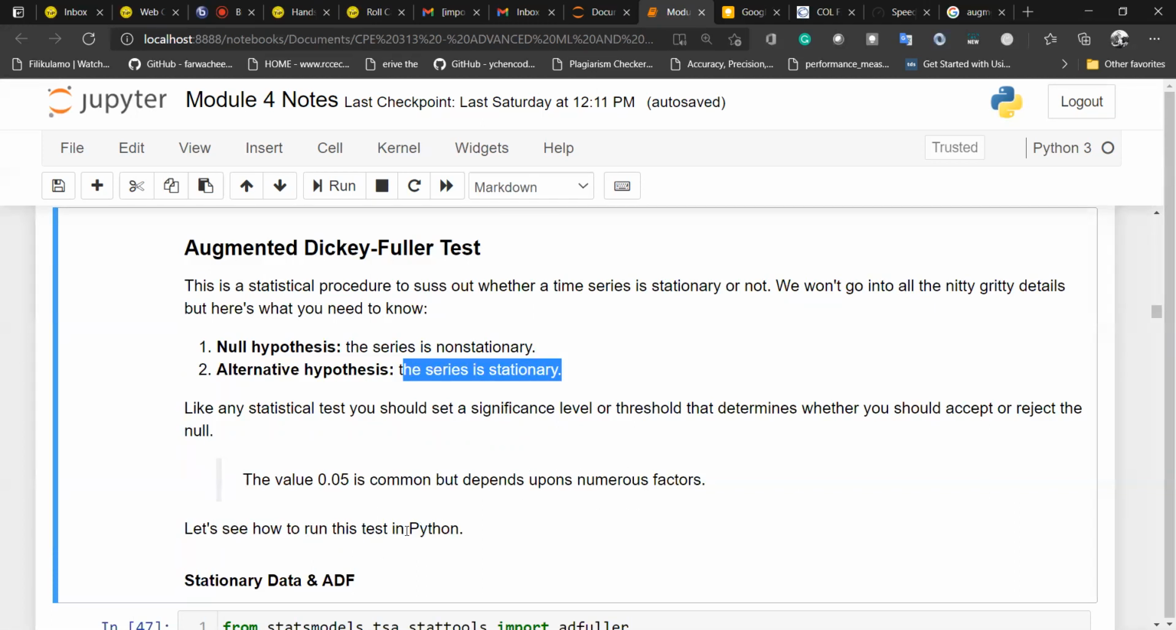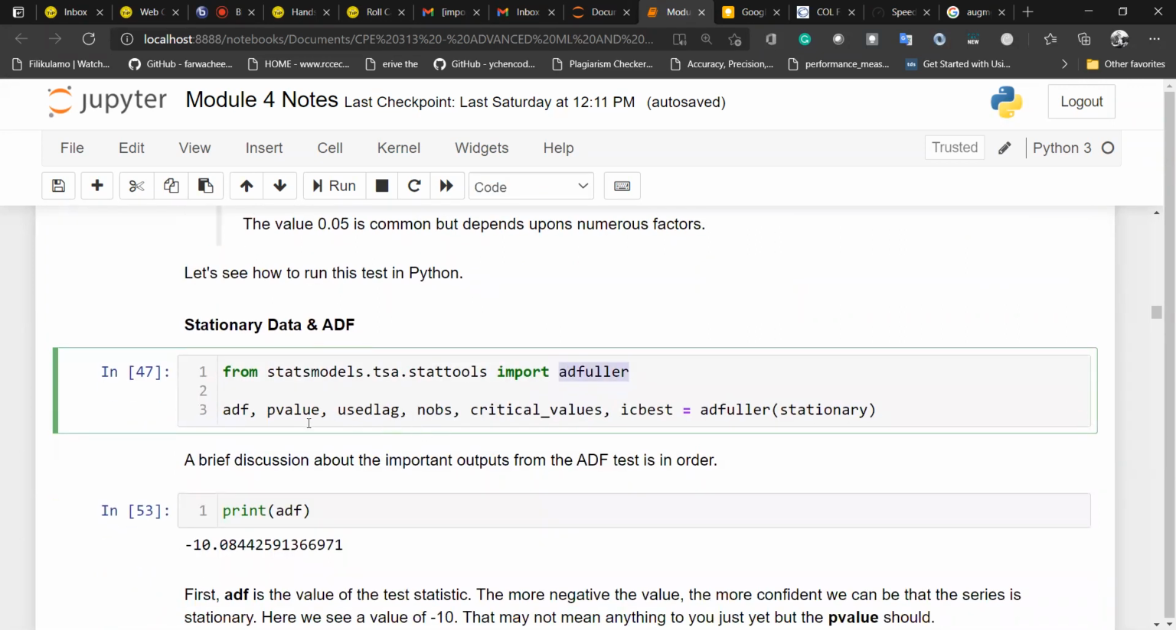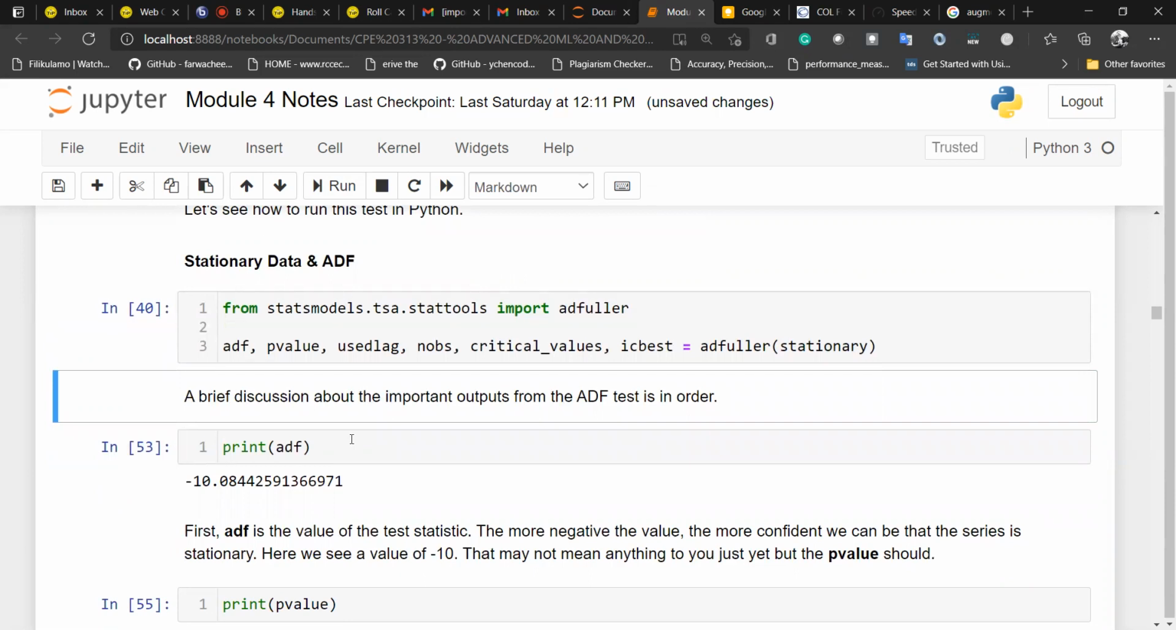So let's try to see how to run this test in Python. So gagamit tayo ng augmented Dickey-Fuller test. So adfuller, import natin yan sa statsmodels. Ang gagamitin natin data ay stationary. So meron tayong mga values dito, ADF. Isa-isahin natin to, pero i-run muna natin siya. Now that we run it, we'll briefly discuss the important outputs from this ADF test.